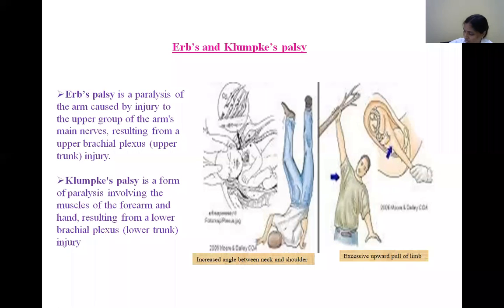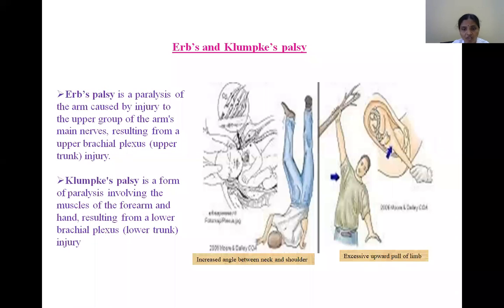But how is the medial aspect of the arm spared? Because the medial aspect of the arm is supplied by another important nerve. What is that nerve? The intercostobrachial nerve, right? So there is no loss of sensation along the medial aspect of the arm, but there is a loss of cutaneous sensation along the medial aspect of the forearm, hand, and includes the little finger.